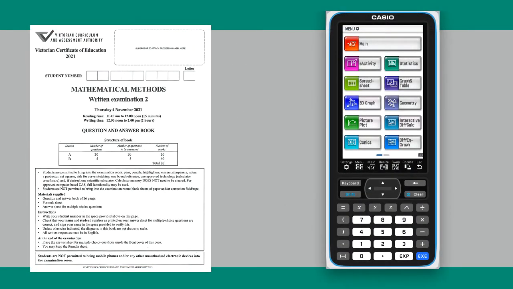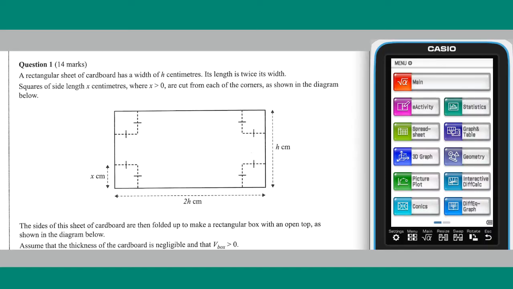This video will present solutions to the VCE 2021 Mathematical Methods Written Examination 2, Section B, Question 1. This question concerns a cardboard box made by folding a rectangular sheet with squares cut from its corners, as shown.